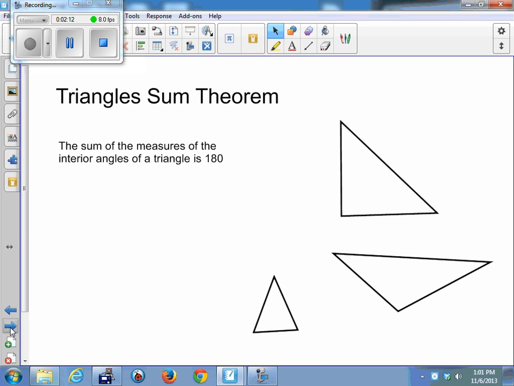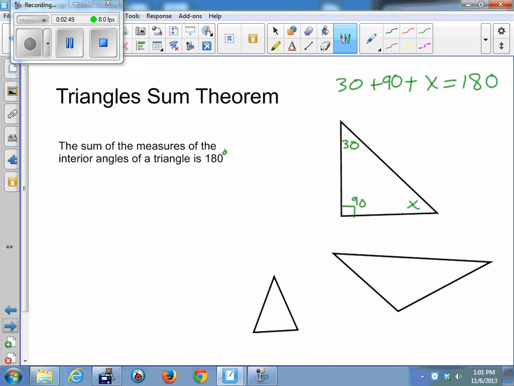All right, then the next thing we're going to do is the triangle sum theorem. Now, the words behind it are kind of confusing, but it's pretty easy. The sum of the measures of interior angles of a triangle is 180 degrees. All that means is that when you add up all the angles inside of a triangle, for instance, I'm going to tell you this one here is 90. If this one here is 30, then we can add them all up together. So 30 plus 90 plus x equals 180 degrees. Then you can solve for x and you'll get x equals 60.